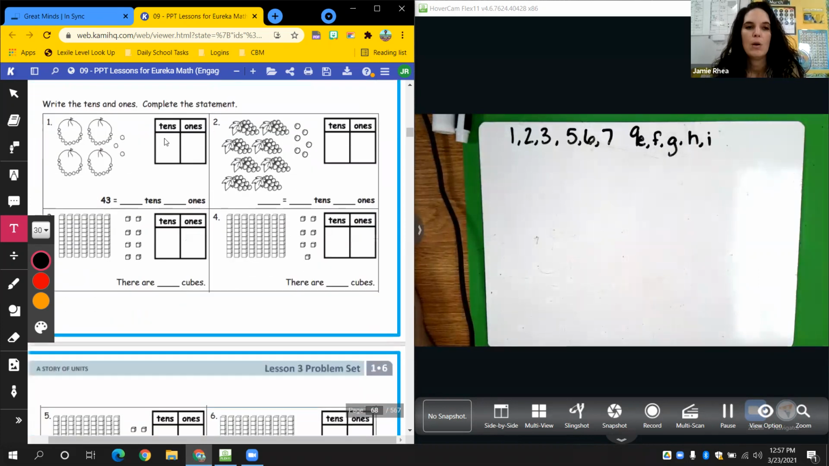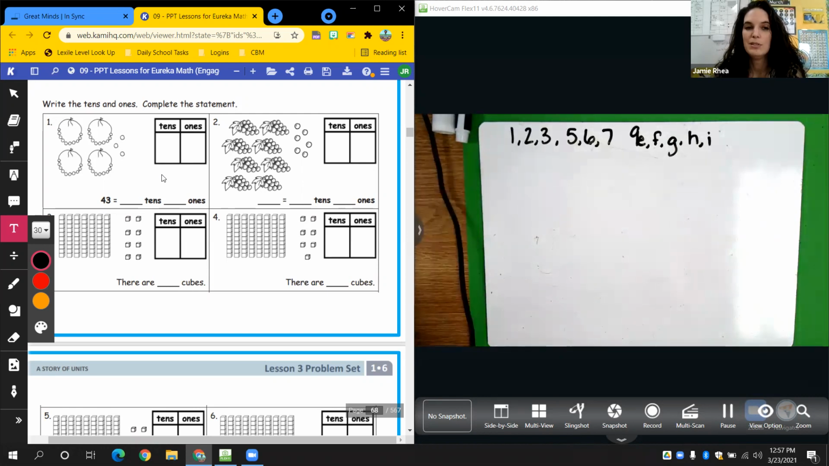Okay, it says write the tens and ones, complete the statement. Now, friends, look, this is a necklace. If the necklace is on the strings, like the beads are on the necklace, that's 10. Okay, if the beads are by themselves, that's your ones. So count your tens, count your ones. Put your tens in this one, put your ones in this one. Put your tens in this one, put your ones in this one.